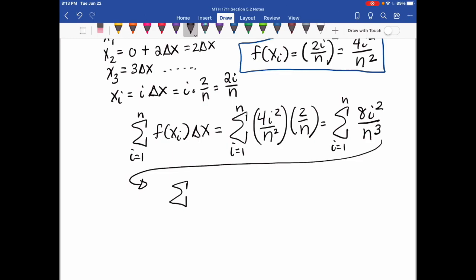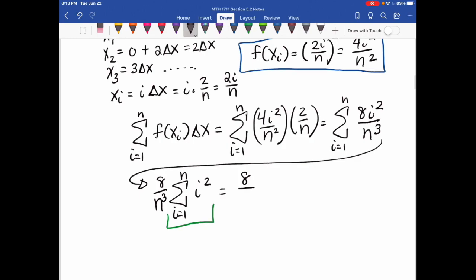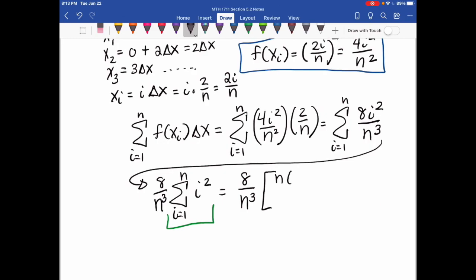Now, anything that doesn't have an i in it can be pulled out, right? Because we're plugging into the i's. When i is 1, we plug in 1 for i. When i is 2, then we plug in 2 for i. So anything that doesn't have an i in it can be factored out. So I'm going to factor out the 8 over n to the third. Now remember, from our previous section, we had a formula for this. So we have 8 over n to the third, and the formula for the sum of i squared, if you recall, is n times n plus 1 times 2n plus 1 all over 6. If you don't remember that formula, you can go back into your previous notes and check that out.